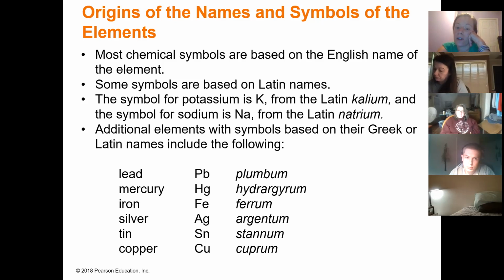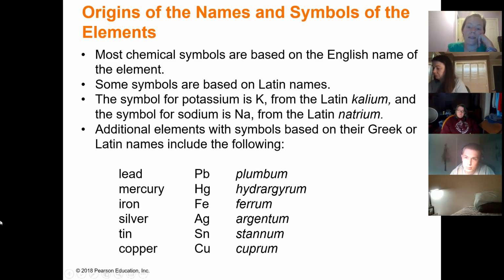The Latin name for sodium is natrium. So sodium is Na, not S. Sulfur is S. Here's some other ones that are sort of incongruent. So lead is Pb after plumbum. Mercury is Hg, iron Fe, silver Ag, tin Sn. Shouldn't be an issue for you guys as long as you are using a periodic chart that has the name and the symbol for it.